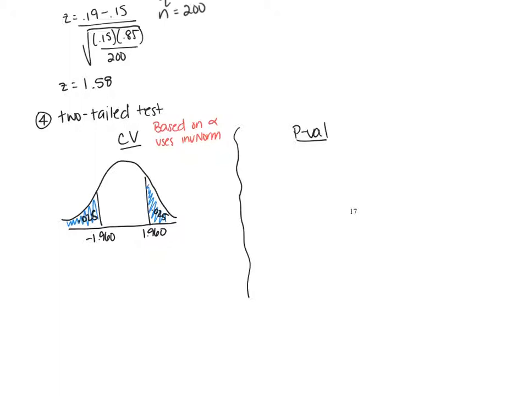Now, let's add on where our test statistic would lie on this figure. So again, we're centered at 0, and 1.58 is going to be between 0 and 1.96. Since that's not inside that shaded region, which represents my rejection region, we failed to reject the null.